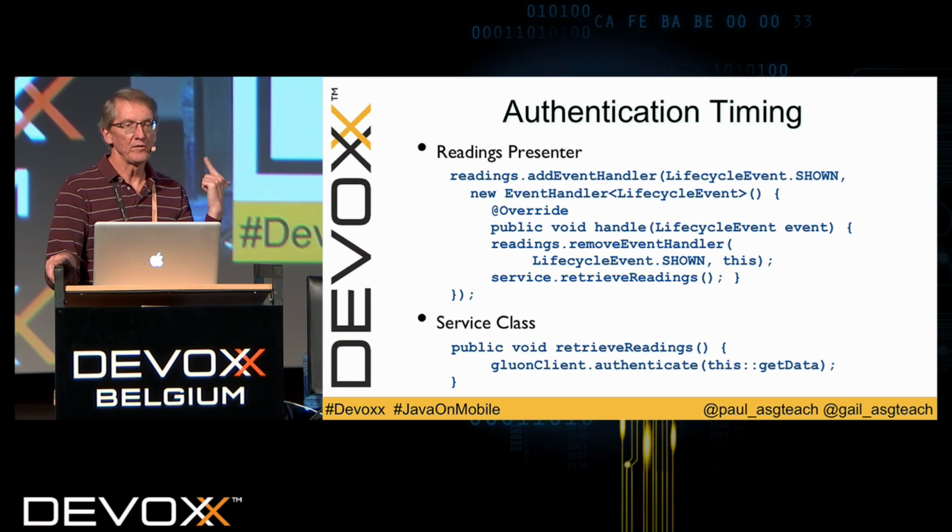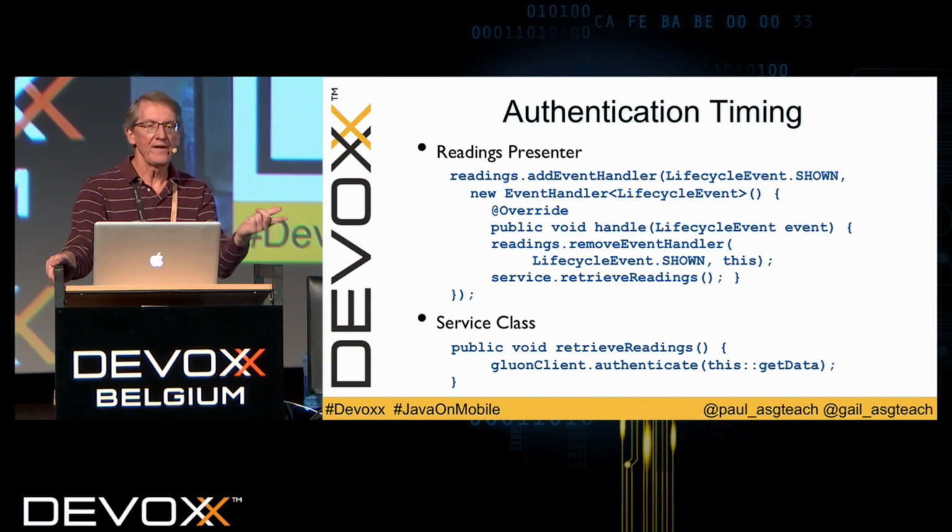So here, what you're looking at in the code is an event handler for what's called the shown lifecycle event. And here we're going to invoke the retrieve readings method in the service class. And this retrieve readings method will start up the authentication process that Gail showed you. The method reference that you see down below, this::getData, is the authenticated method, and that's going to be invoked after the authentication has completed.